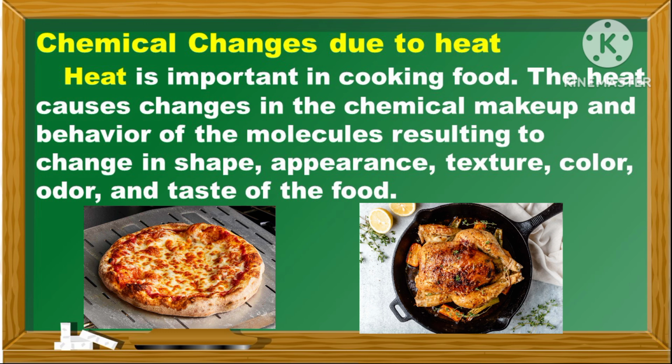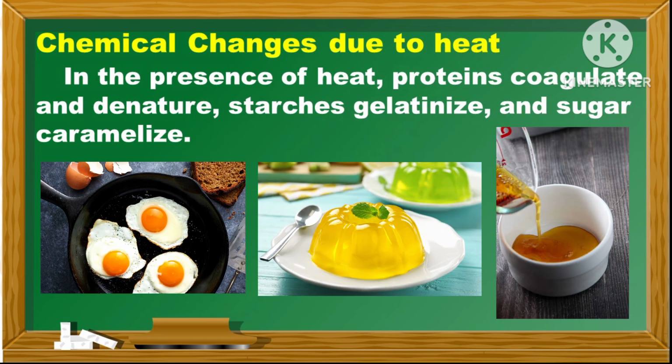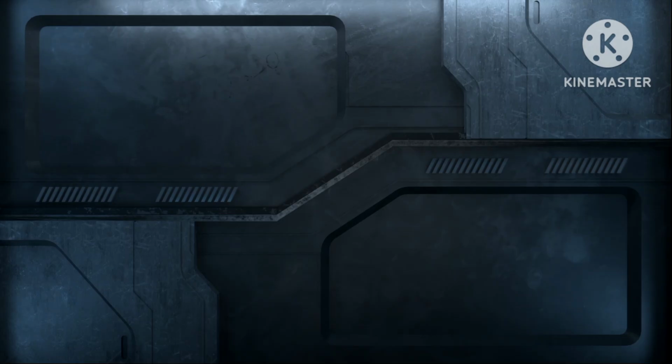The heat causes changes in the chemical makeup and behavior of the molecules, resulting in change in shape, appearance, texture, color, odor, and taste of the food. In the presence of heat, proteins coagulate and denature, starches gelatinize, and sugar caramelize.